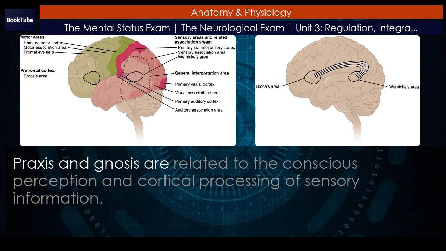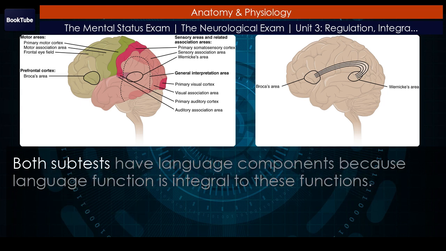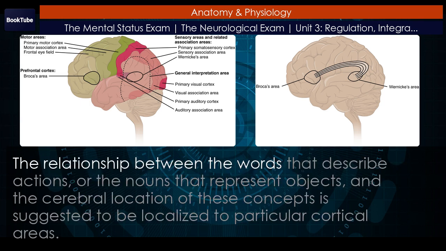Praxis and gnosis are related to the conscious perception and cortical processing of sensory information, being able to transform verbal commands into a sequence of motor responses, or to manipulate and recognize a common object and associate it with a name for that object. Both subtests have language components because language function is integral to these functions. The relationship between the words that describe actions, or the nouns that represent objects, and the cerebral location of these concepts is suggested to be localized to particular cortical areas.